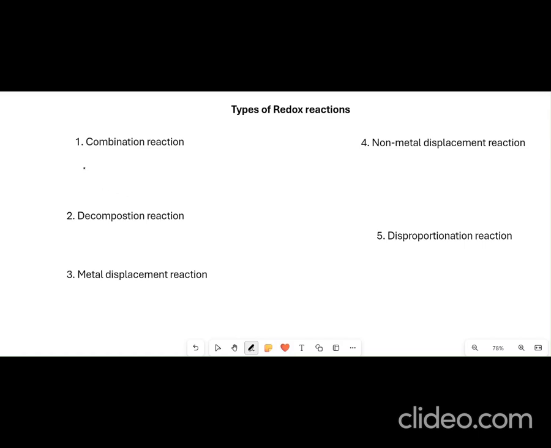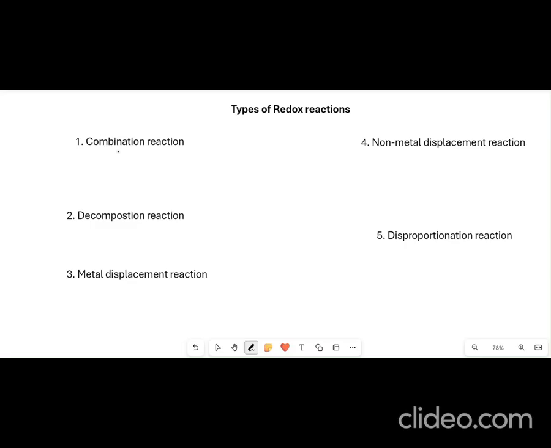For example, let's take a simple example. Carbon reacts with oxygen to form carbon dioxide. A reaction you are familiar with. So here both of them are in zero oxidation state. Carbon has gone to plus 4 and oxygen to minus 2.